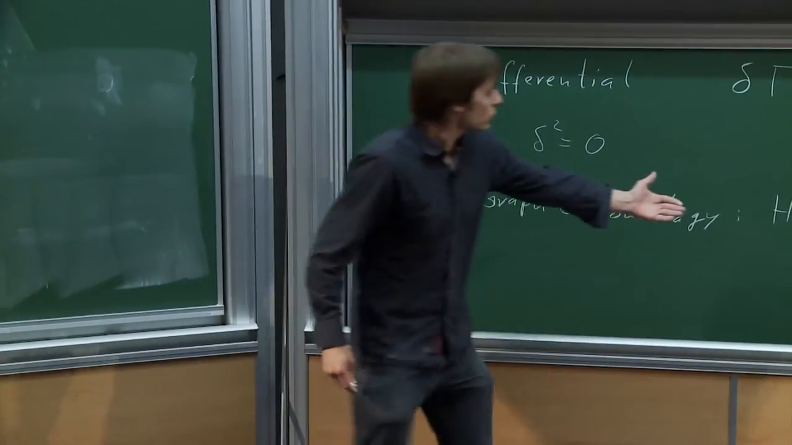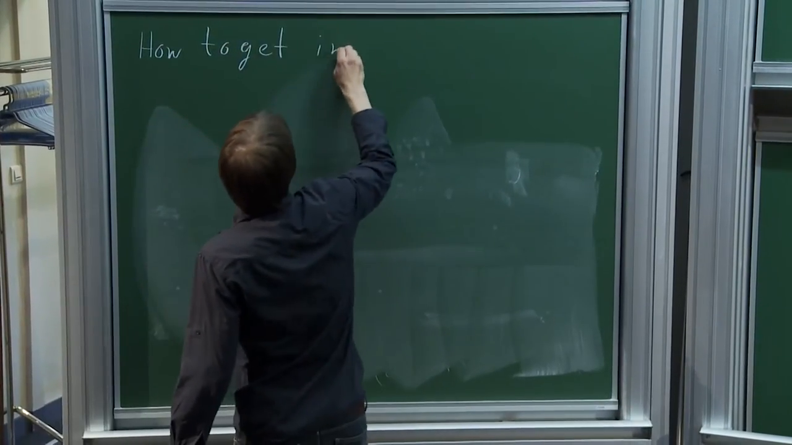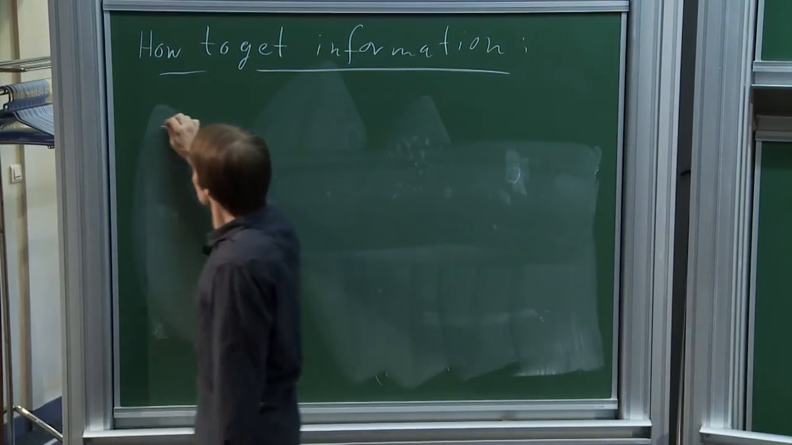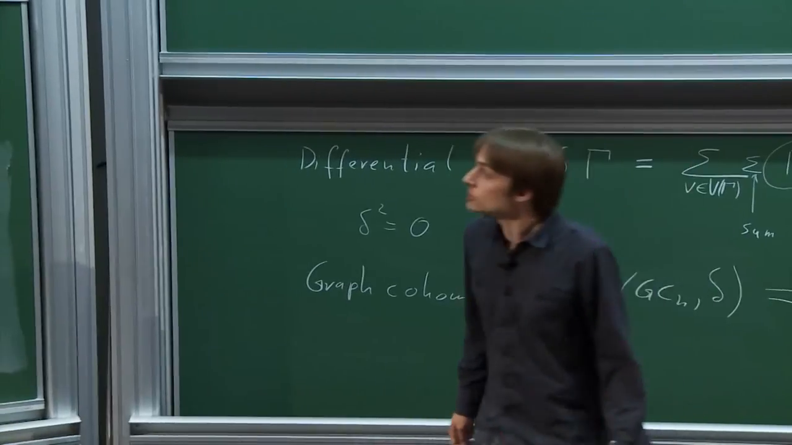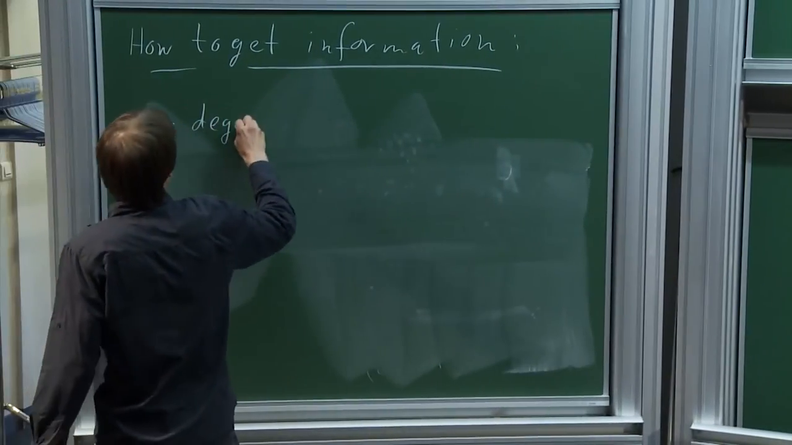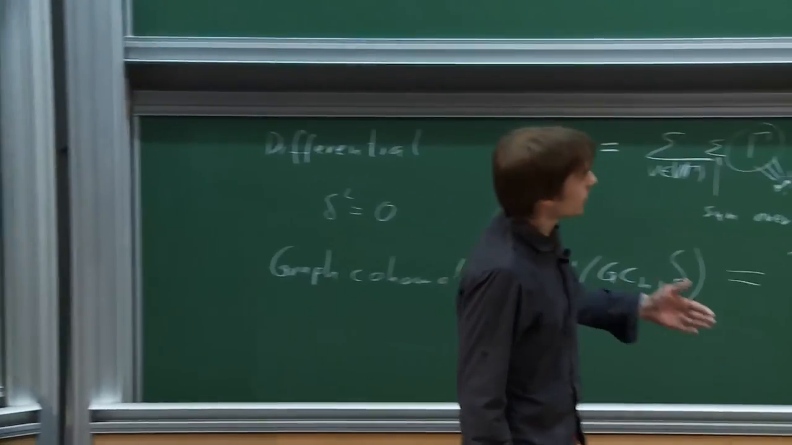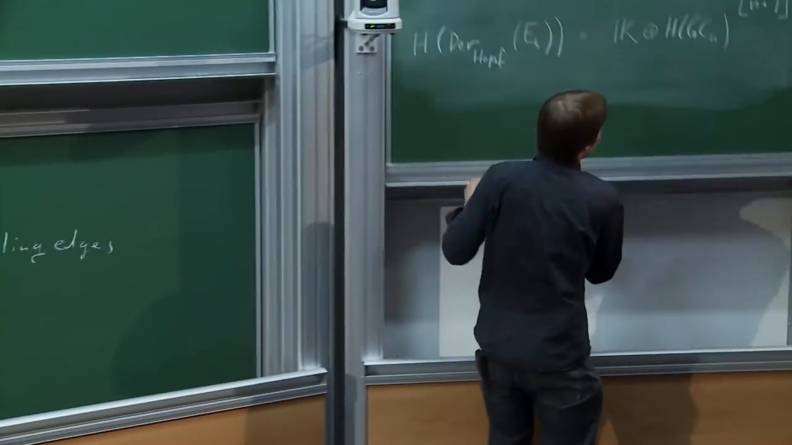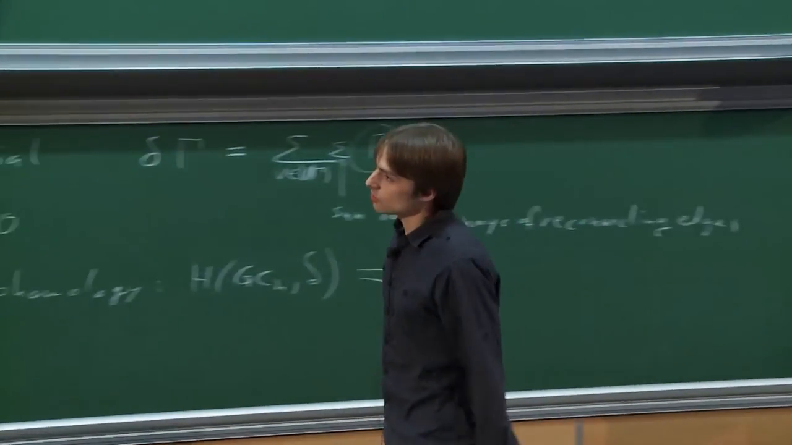And the question is, if we want to attack this open problem and compute this, how do we do it? How to get information? One relatively simple source of information is that you can derive certain degree bounds. For each of these pieces of fixed Euler characteristic, you can get an upper and lower bound where the cohomology lives.